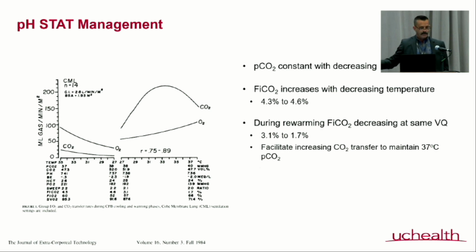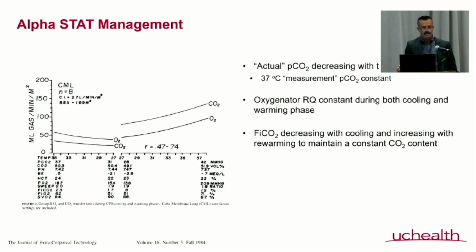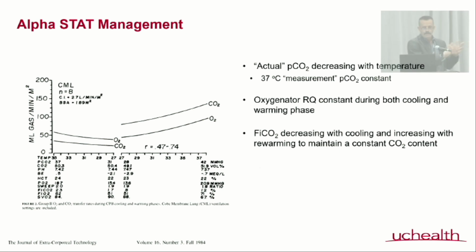So in this paper, we described the ventilation strategy. Here you can see what a pH stat management strategy is, where as you're cooling, you increase the FiCO2 to compensate for the increased solubility of the gas. And then during rewarming, you have this hyperexpression of the carbon dioxide by decreasing the FiCO2. Right? And this is what we're doing today as well in pH stat, right? But we're doing this by controlling the sweep gas, not by controlling the ventilating gas concentration, versus the alpha stat strategy, where these respiratory quotients are constant, right? Both during the cooling phase and during the rewarming phase. So oxygenator RQ is constant in both of those cases, the FiCO2 decreasing with cooling and increasing with rewarming to maintain that constant CO2 content.